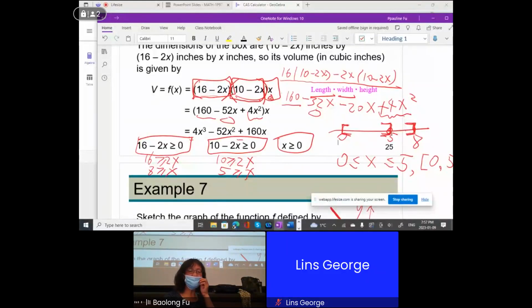If you take x equal to 6, no. Why is x equal to 6 not good? Because if x equals 6, it will violate x smaller or equal to 5, this condition. X must satisfy these 3 conditions at the same time. That makes sense. Okay, thank you. You're welcome.